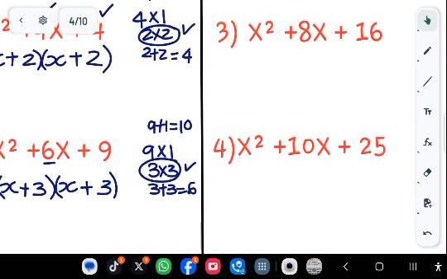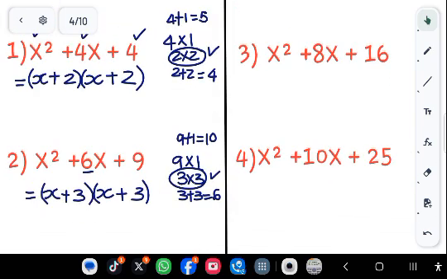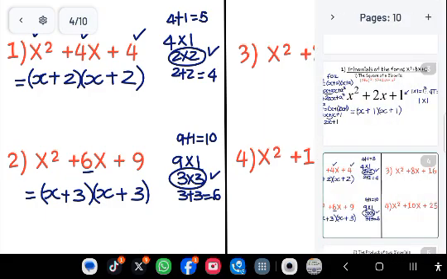Now I want you to take a screenshot or pause the video and complete these 2 sums and see if you can get the right answer. To check if you got the right answer, multiply it all out using FOIL and how to multiply a binomial by a binomial, and that will show you whether you've got the right answer or not. You'll be able to check your answer.